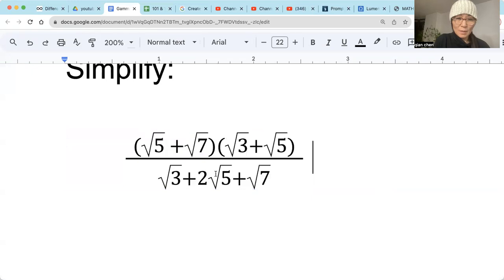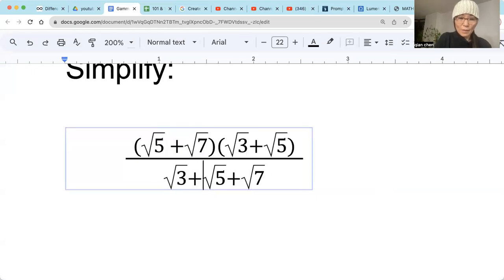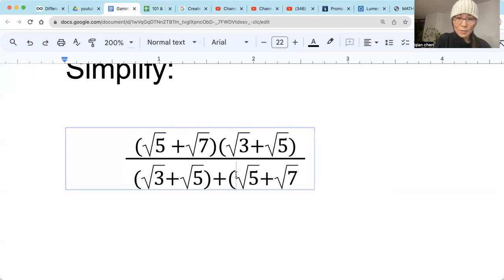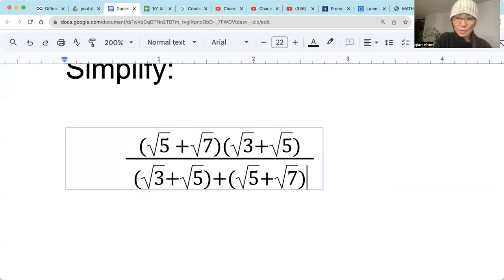The denominator, we check, we see, okay, we have 2 radical 5. Maybe I can write 2 radical 5 as 1 radical 5 plus another radical 5. In this case, I still have square root of 3 plus square root of 5 in the numerator, square root of 3 plus square root of 5 in the denominator. Let's put parentheses around so it looks more obvious. Then square root of 7 plus square root of 5 in the denominator and also in the numerator. But just in the denominator, we'll have this addition. In the numerator, it's a factor.